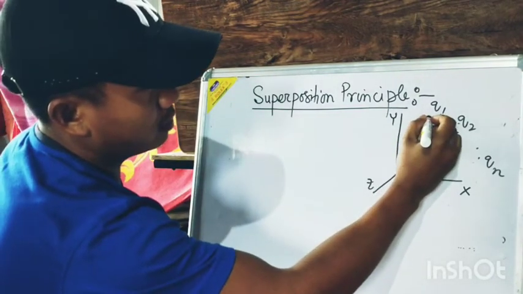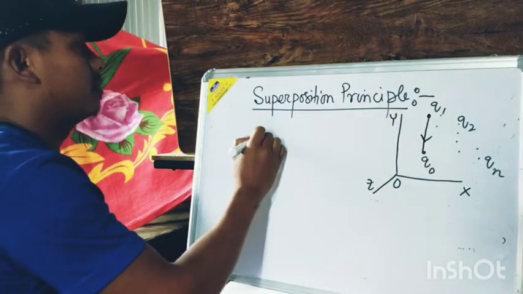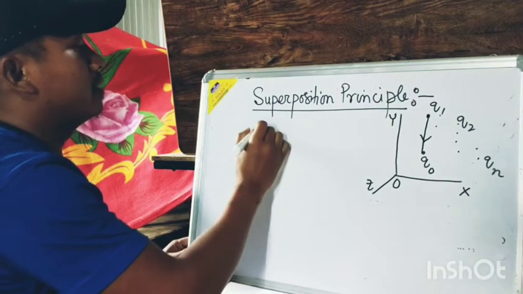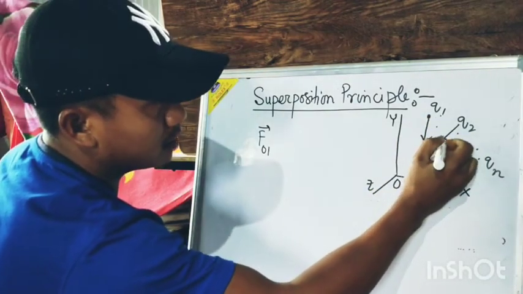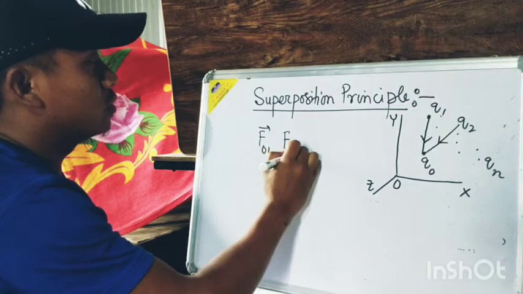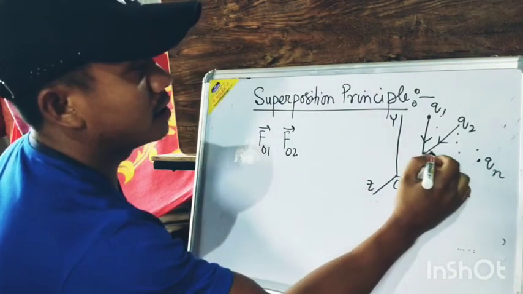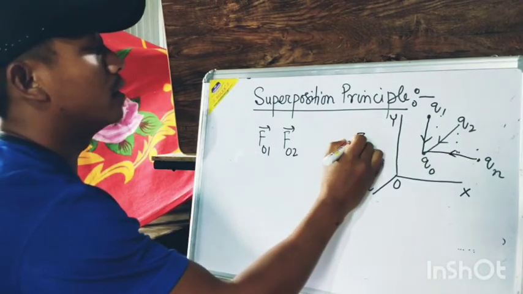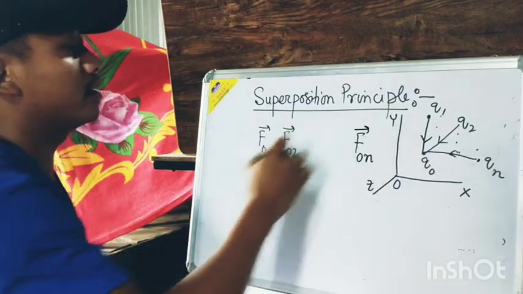One of those forces will be the force exerted on q0 by q1, represented by the F01 vector. Then q2 will exert a force on q0, represented by the F02 vector. Then qn will also exert a force on q0, represented by F0n.